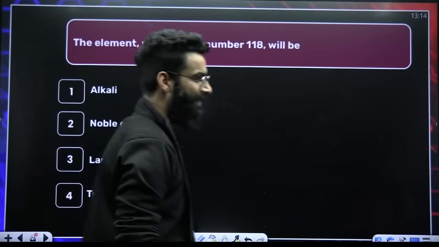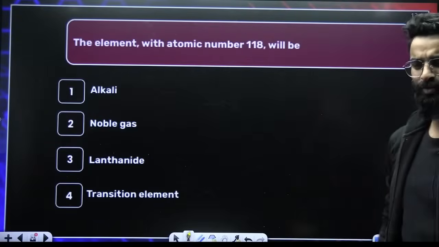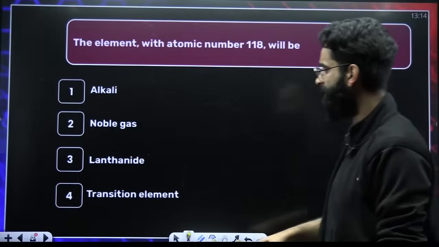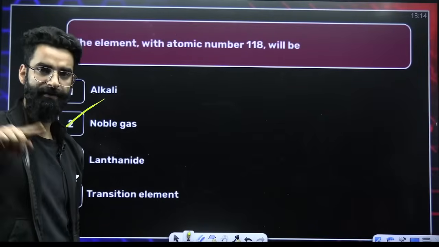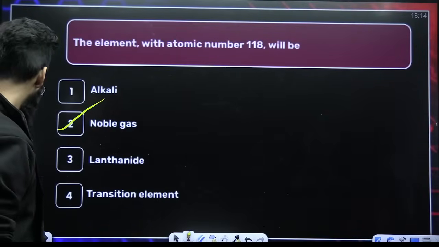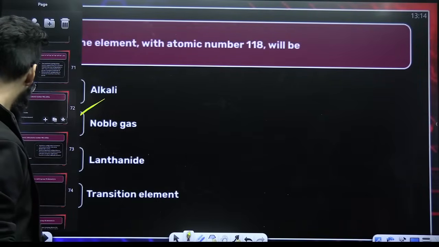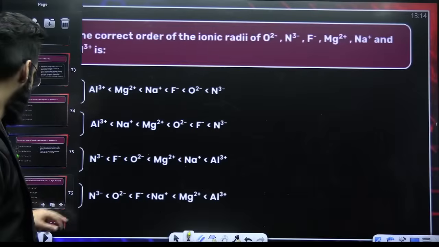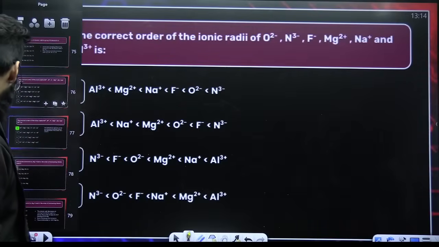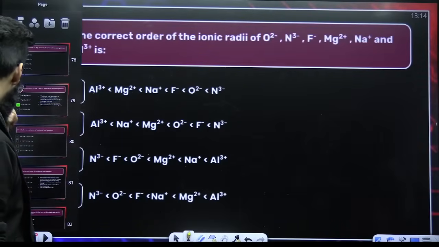The element with atomic number 118, the last, is a noble gas, right? It comes in group 18. So 119 will again come in group 1, and 120 will come in group 2. This question we already solved many times, isoelectronic species. We'll see if there are some new questions.